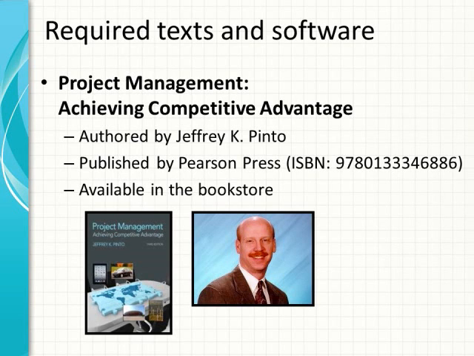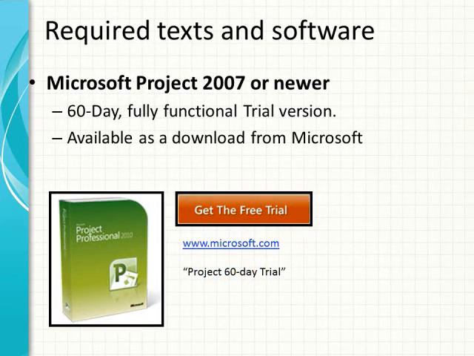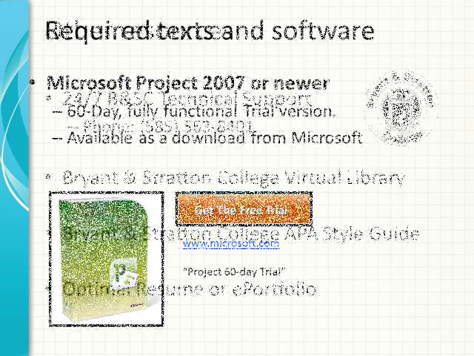It's Project Management, Achieving a Competitive Advantage by Jeffrey K. Pinto. And there you see the ISBN number, and this is available through the bookstore. Also for this class, you're required to have Microsoft Project. Now, no, that does not come with the Microsoft Office Suite. It's a separate product that you'll have to acquire. Now, you can use version 2007, 2010, or 2013, and I think it's 2013 that's available as a 60-day, fully functional trial version from the Microsoft site.